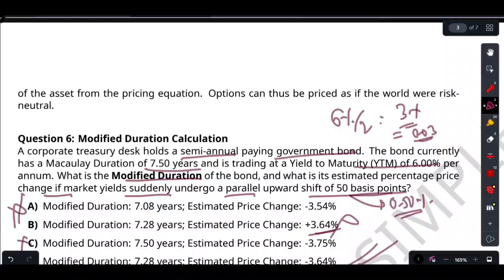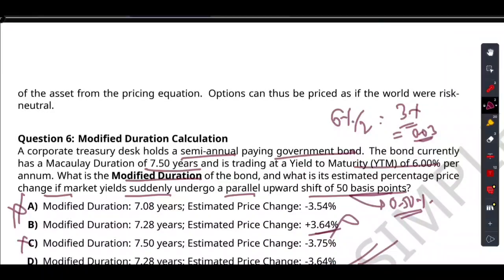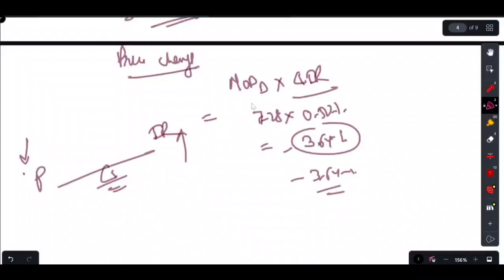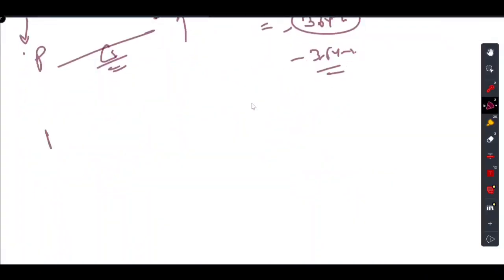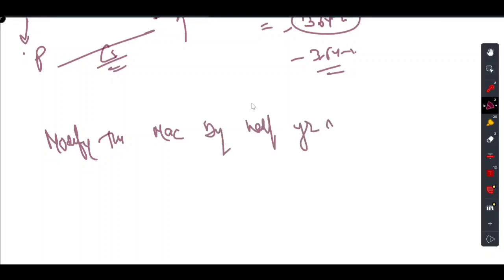Correct answer is option number D. So to breeze through this on exam day, just remember the phrase: modify the MAC by half year and then seesaw the price. Just remember this.